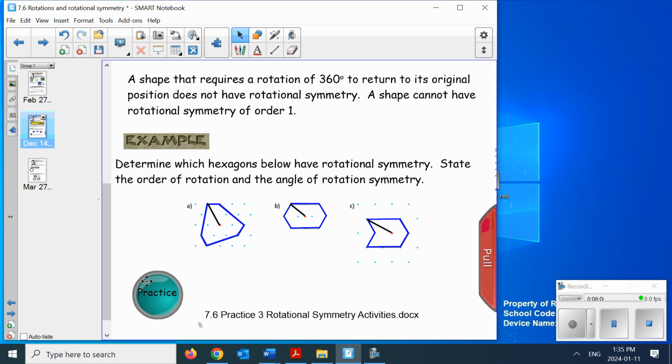Now, look at the hexagons below and state the order of rotation. Does A have rotational symmetry? How many times? Let's try it: 1, 2, 3. State the order of rotation: 3.